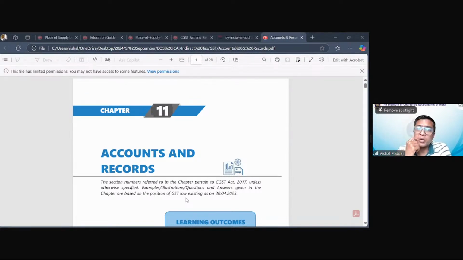Now, Hardik has a very peculiar question. Sir, what if I do not apply within 30 days? If I do not apply within 30 days, then as per law, my effective date of registration is not going back. In fact, the effective date of registration is today. That is the date on which I get the registration.